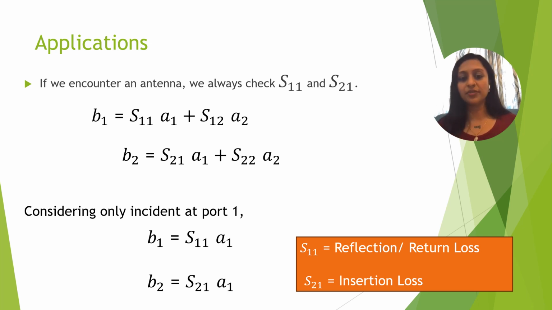These two give me a very good analogy when I'm designing an antenna. If it's a single element antenna, S11 is what I will check. So what should be the value of it?